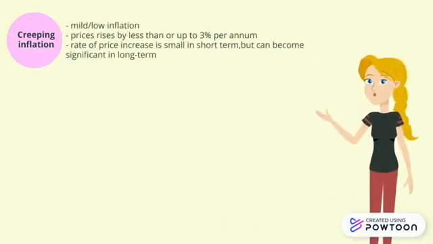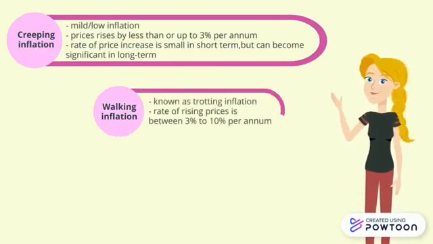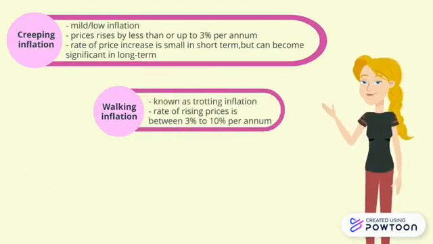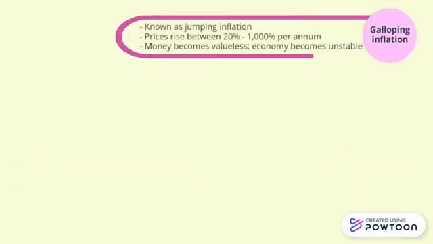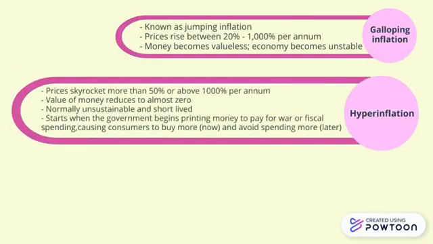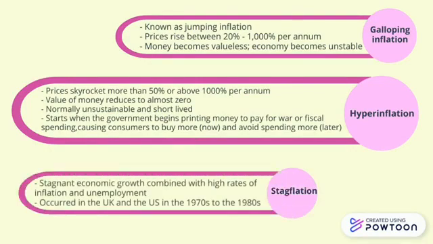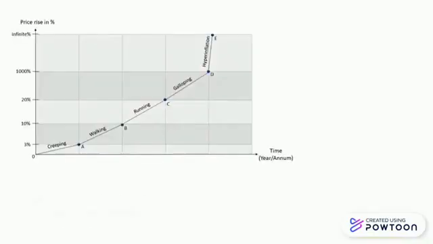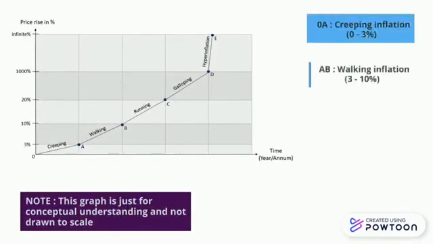Firstly, creeping: prices rise less than or up to 3% per annum. Secondly, walking, 3 to 10%, and for running, 10 to 20%. Then galloping, prices rise between 20 to 1000%. Hyperinflation, prices skyrocket more than 50% or above 1000% per annum. And stagflation is stagnant economic growth combined with high rates of inflation and unemployment. To get a better understanding, let's take a look at this conceptual graph.